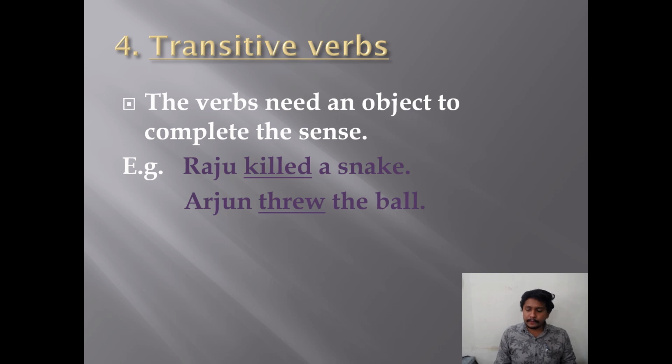Arjun threw the ball. Threw is the verb here. Arjun threw what? The ball. So the ball is the object here. These types of verbs need an object to complete the sentence and are called transitive verbs. Sumit took the book. Sumit took what? The book. So the book is the object here, and took is an example of a transitive verb.